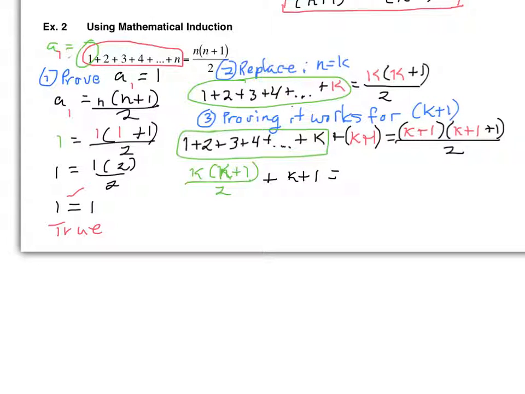Then let's start to spruce up the right side. So here's where you can do a little bit of simplifying on the right side. So can't I add the ones together? All right, so we're going to end up with k plus 1 times k plus 2 all over 2.